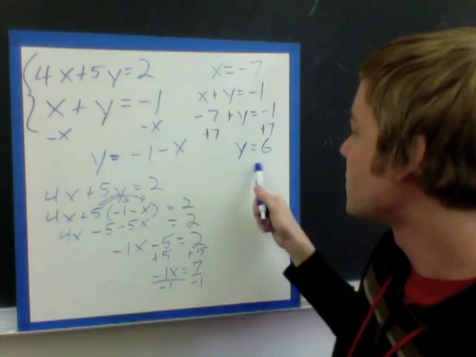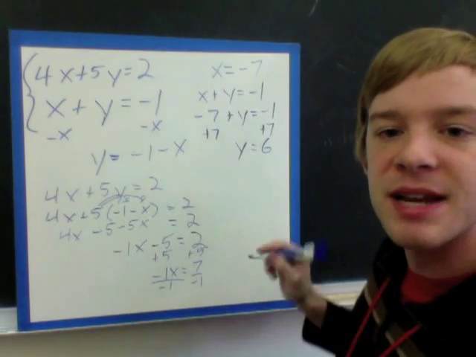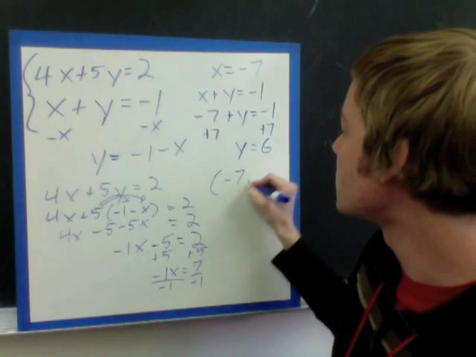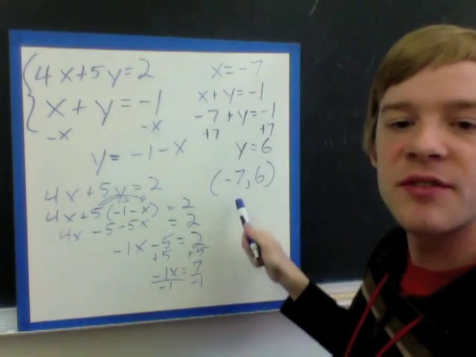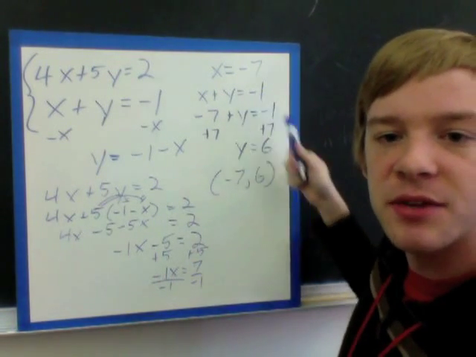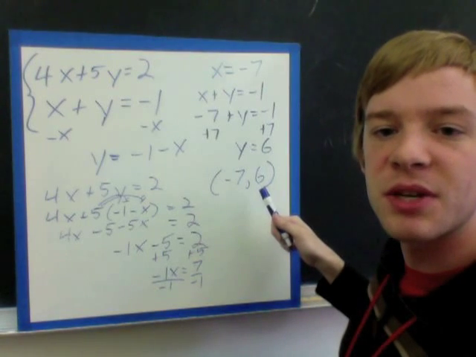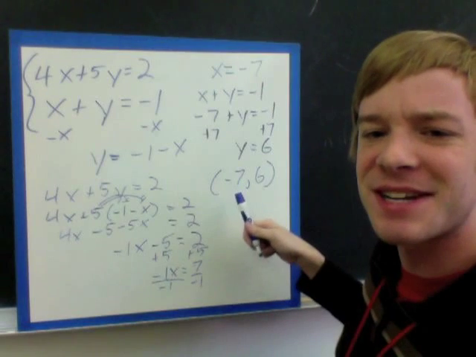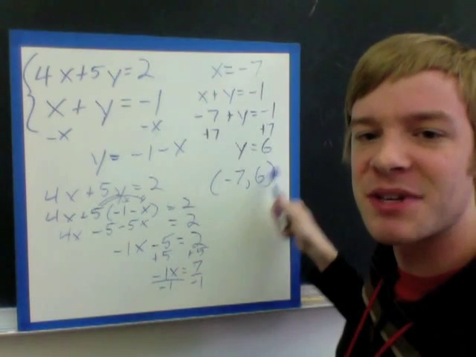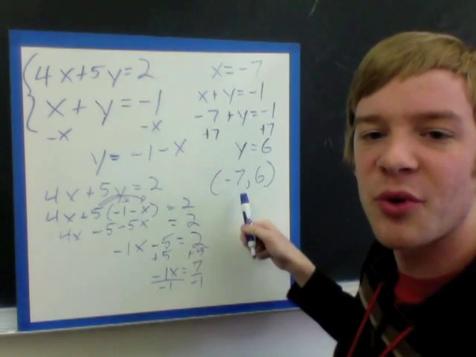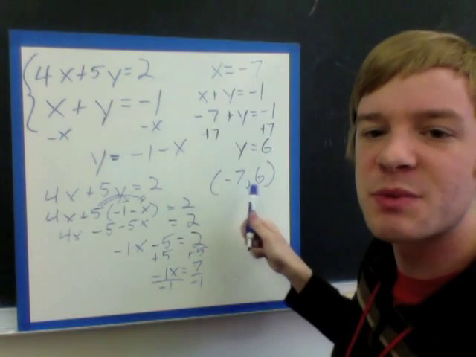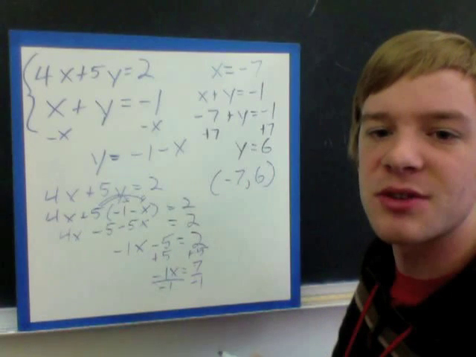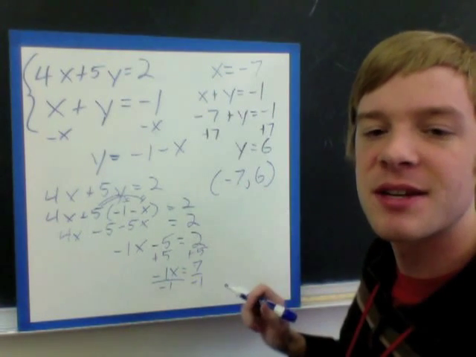So my answer is both the x and the y. Negative 7 comes first because it's the x value. 6 comes second because it's the y value. X comes before y in the alphabet, so x comes before y in our points. And the point negative 7, 6 is our solution here.